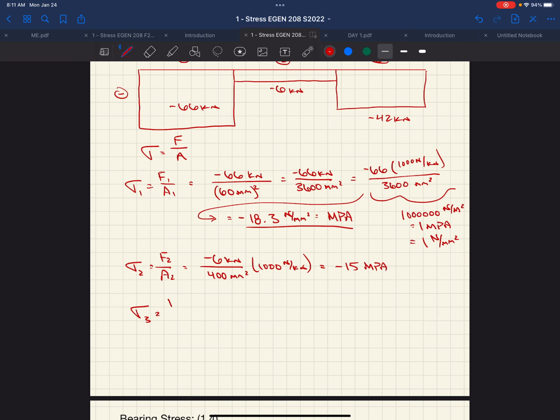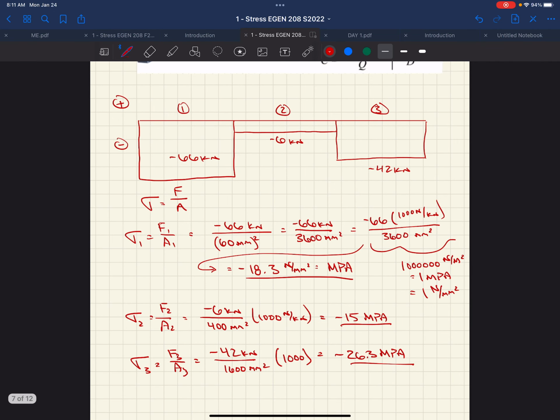Lastly, we have the stress in the third rod. We have 42 kilonewtons divided by 1,600 millimeters squared, times 1,000, negative 26.3 megapascals. Does that all make sense? All right. 400 millimeters squared: our rod was 20 millimeters on each dimension. We have 40 millimeters for our other rod.